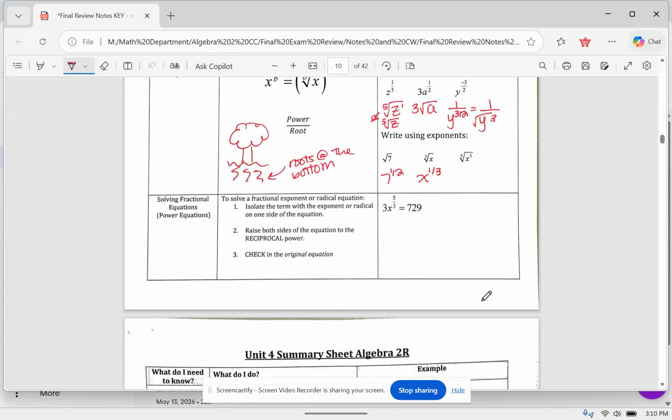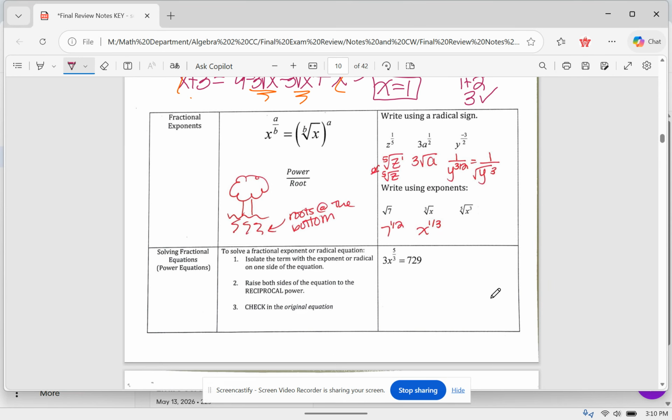All right, now the last little bit here I want to talk about has to do with our fractional exponents and then solving fractional equations. As we would have talked about in class, anytime you have a fractional exponent, it's a power over a root. And I always remembered that by the roots of the tree. Roots are always at the bottom of the tree.